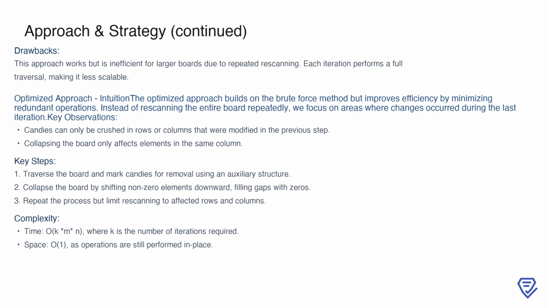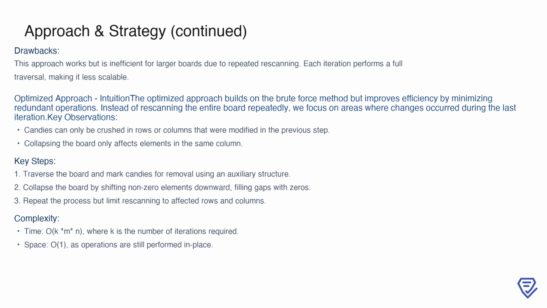The brute force approach, while functional, has significant drawbacks when applied to larger boards. The main issue is inefficiency, as it requires a full traversal of the board during every iteration, even in regions that remain unchanged. To address this, the optimized approach builds on the brute force method but improves efficiency by focusing only on areas of the board that were modified during the previous iteration.